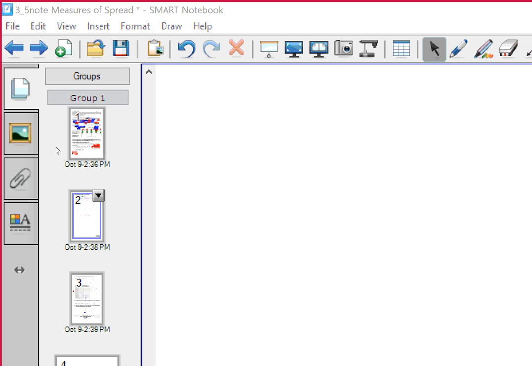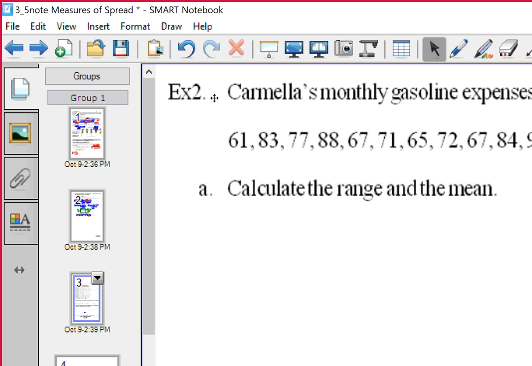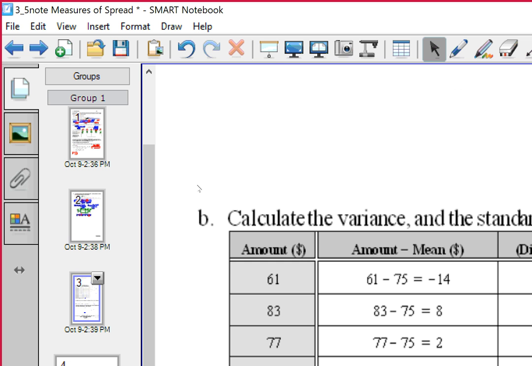Okay, so let's move on to the last video lesson. So now this is the next one. This problem here is talking about range and mean, but then we're also going to use this to calculate the standard deviation. And as you can see, we have a table of information here.